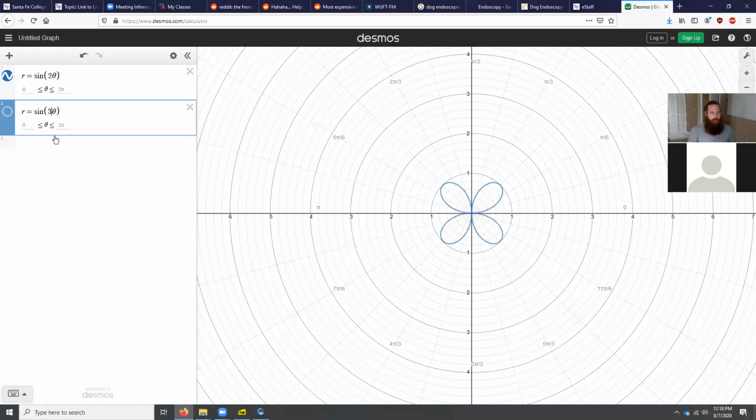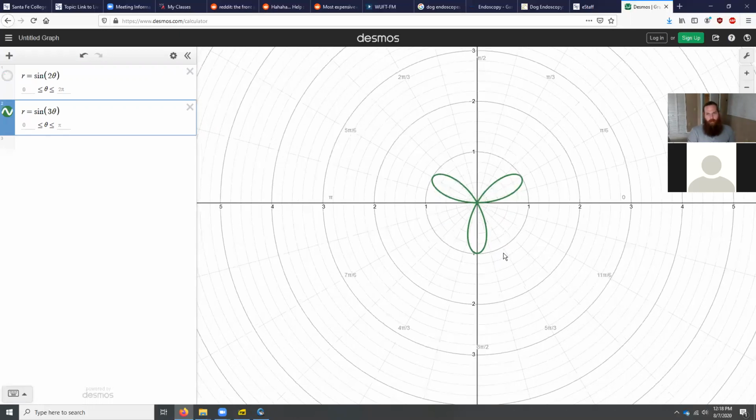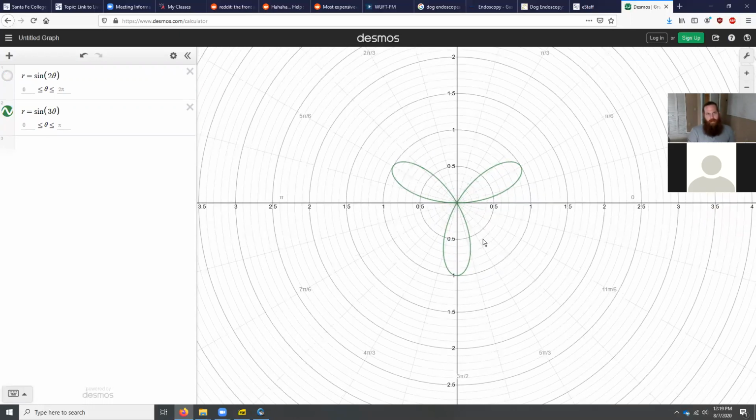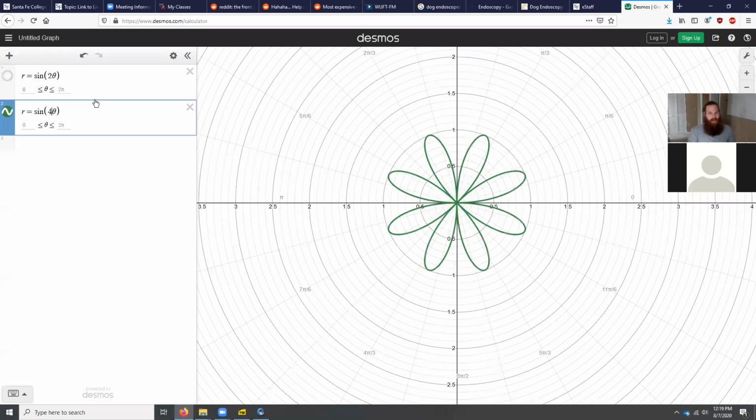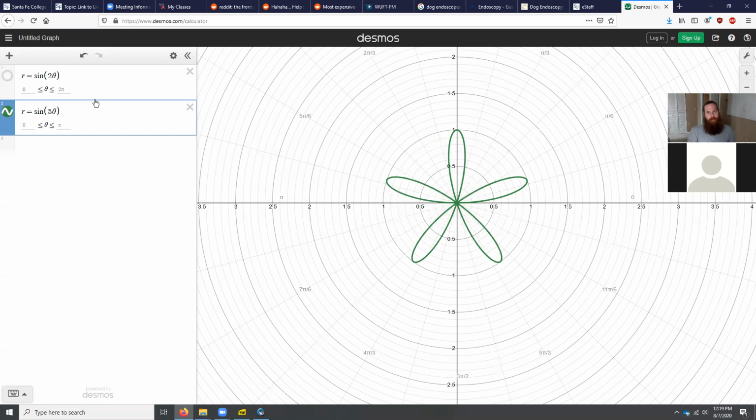Yeah, here it is. So you see here in green, r equals sine 3 theta. And because n is odd, you have exactly n petals. Sine 4 theta is going to have 8. Sine 5 theta is going to have 5. And you see they're always oriented like this, because you always start out at the origin. So you always begin by poking out from the origin.